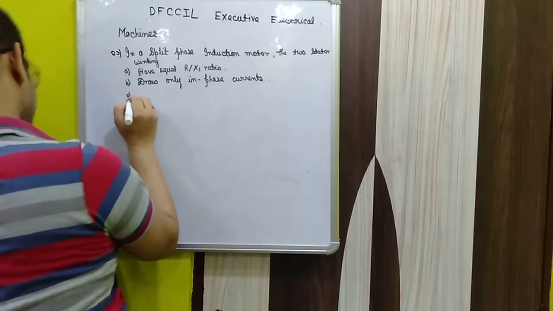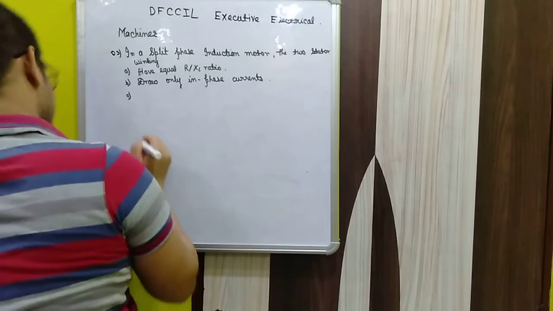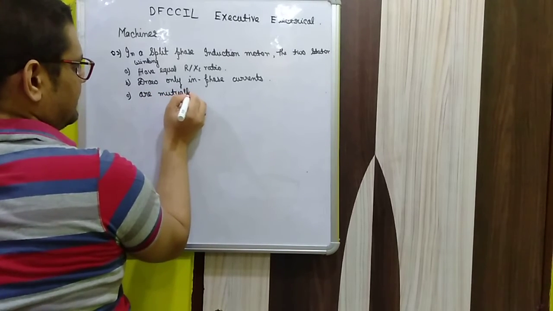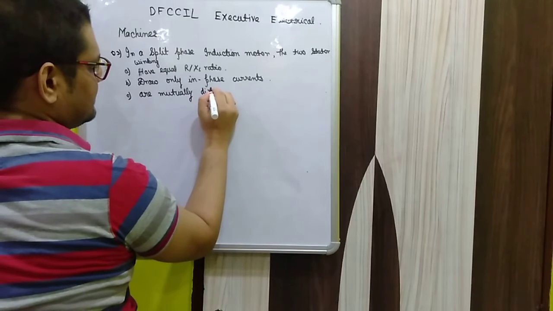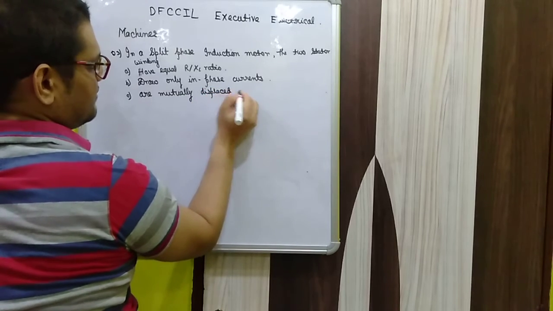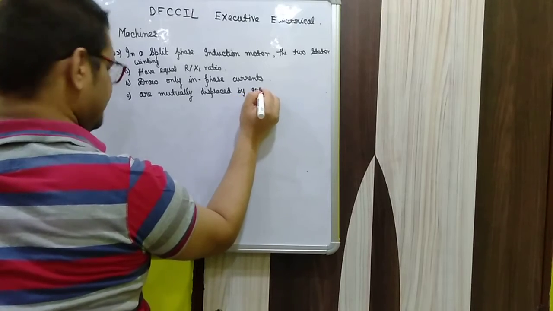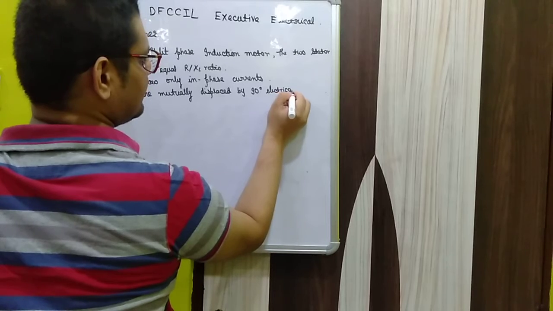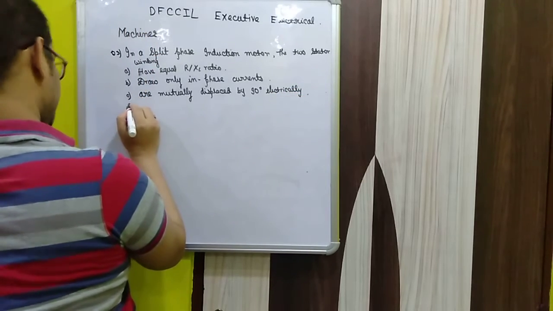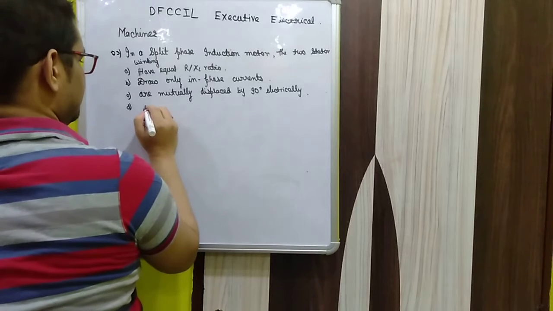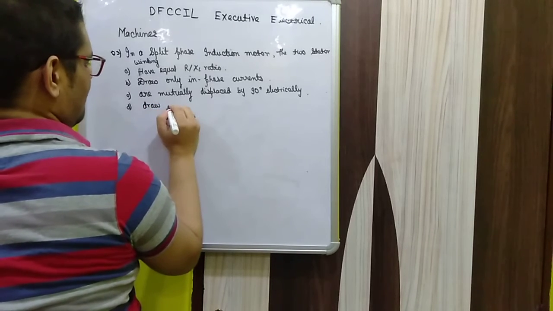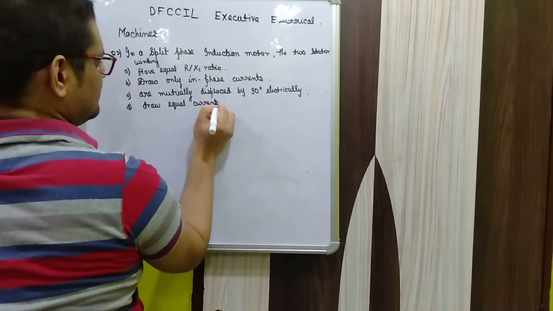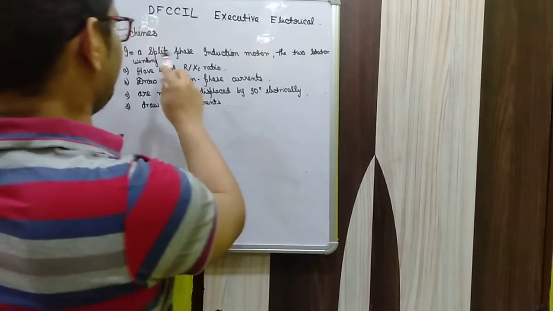Option C is that they are mutually displaced by 90 degrees electrically. And option D is that they draw equal currents.